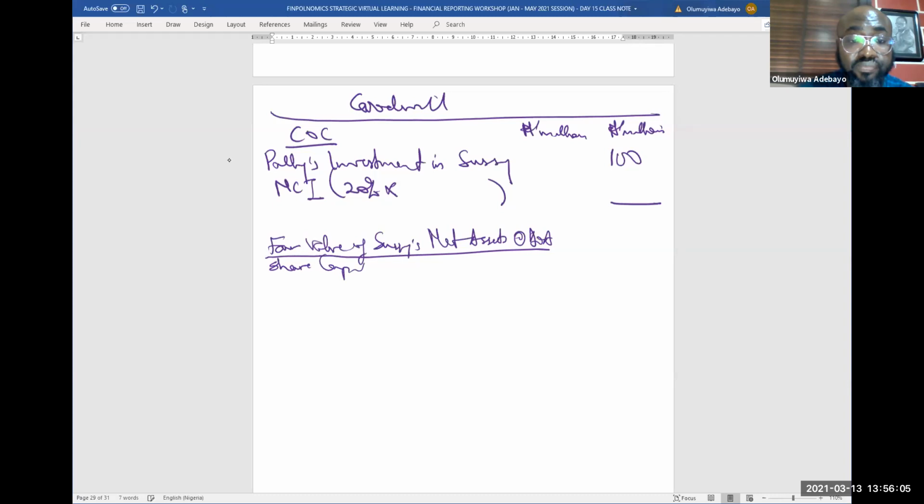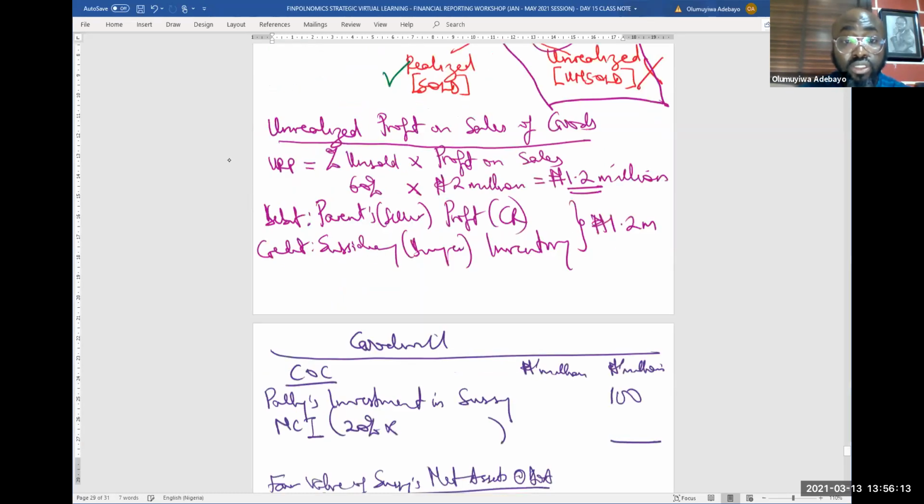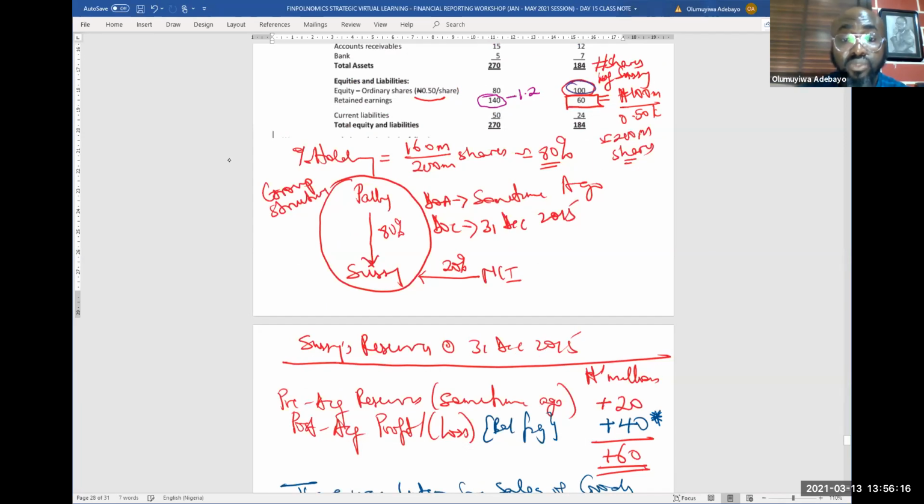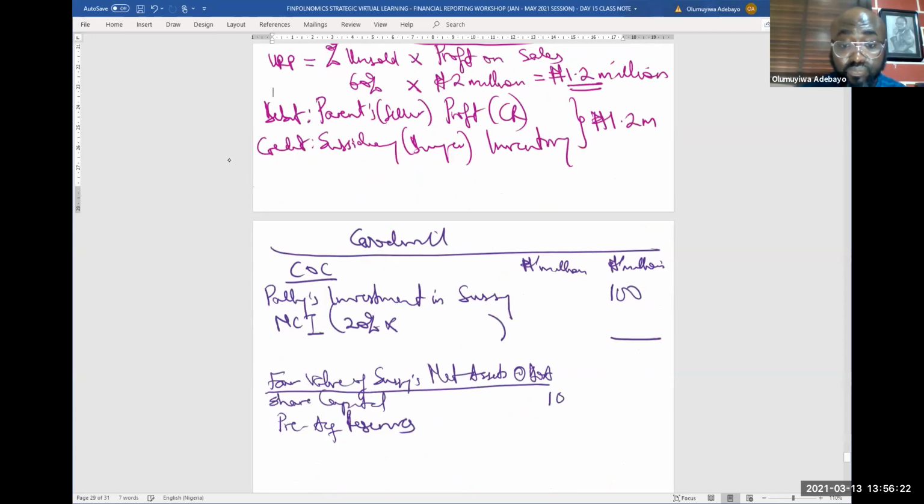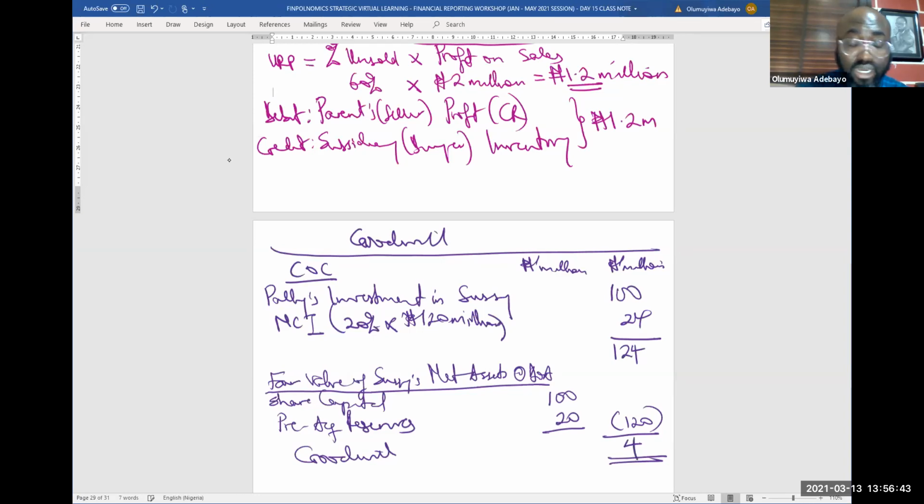Share capital and pre-acquisition reserves. Share capital is 100. Pre-acquisition reserve is 20. 20% of 120 will give us 24. This is 124, which means our goodwill is 4.